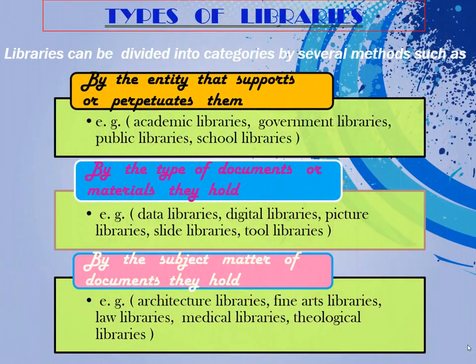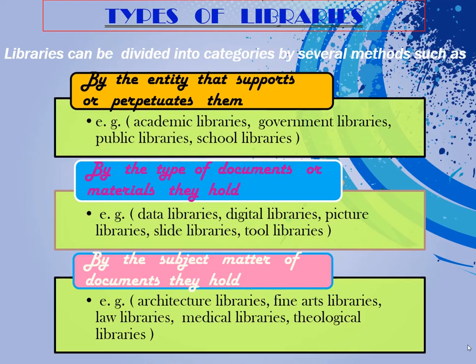Now, what are the types of libraries that we could have? Libraries can be divided into categories by several methods, such as by the entity that supports or perpetuates them. For example, academic libraries or government libraries, public libraries, school libraries. So, they have a particular orientation with which they promote the purchase or keeping up of resources.